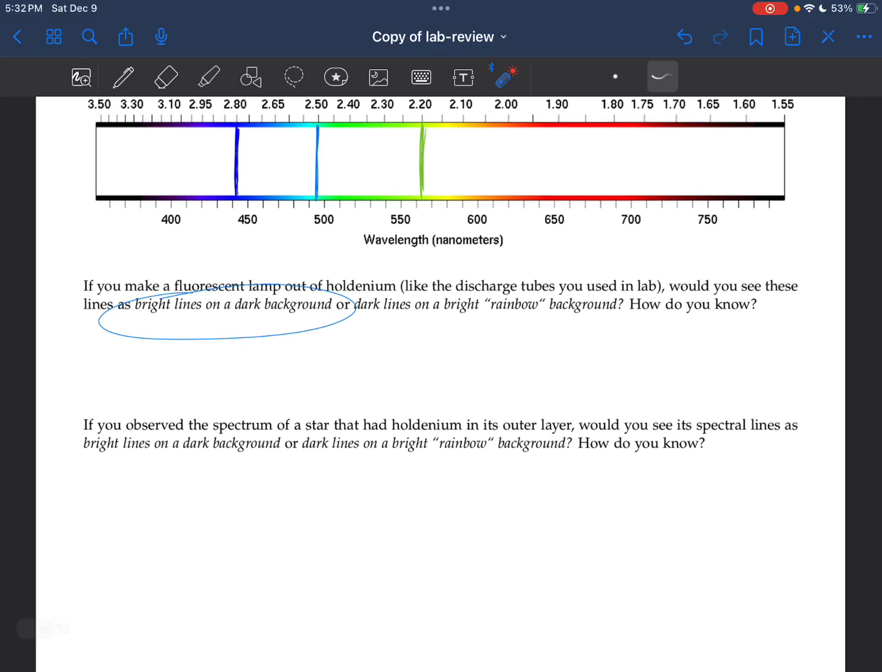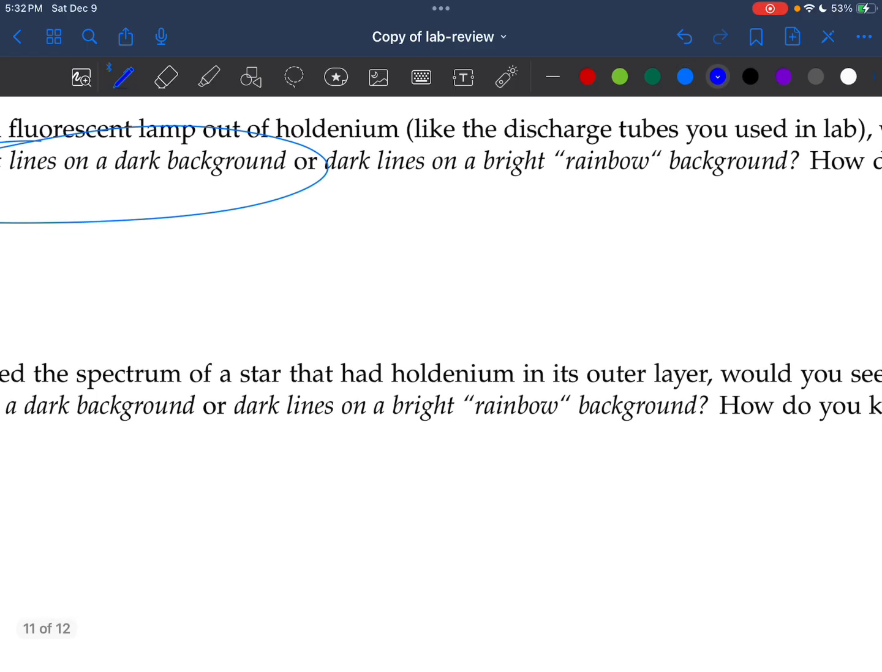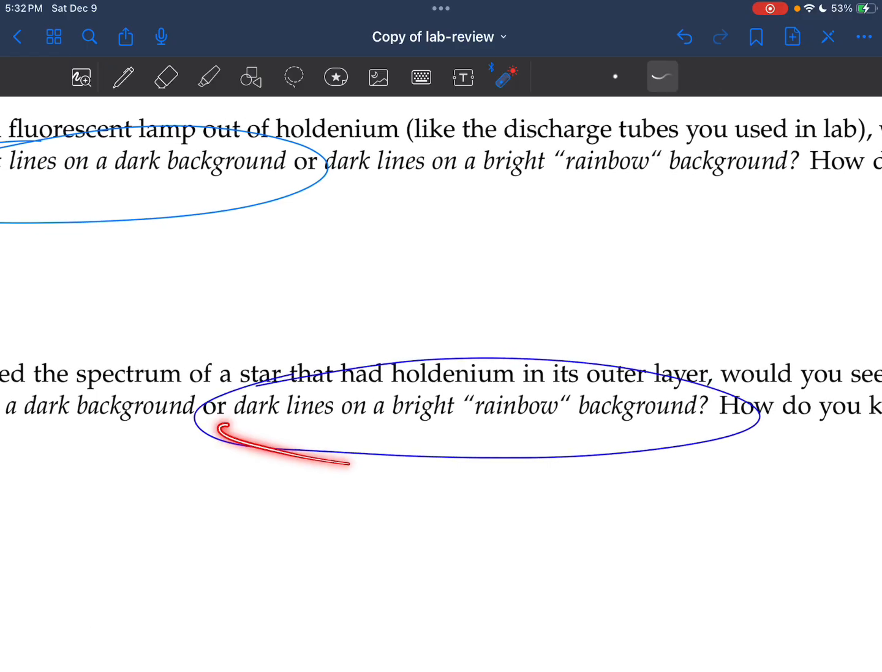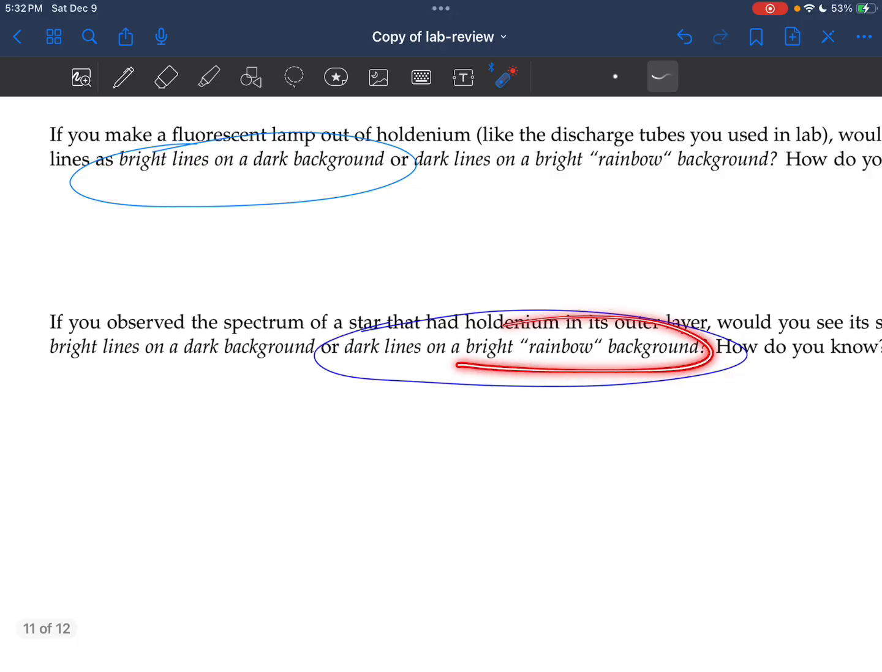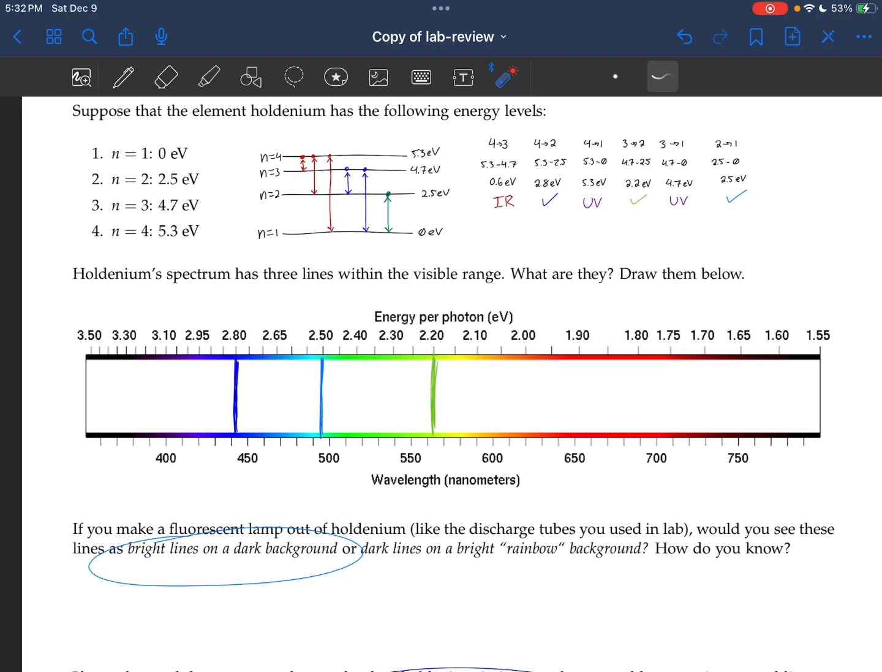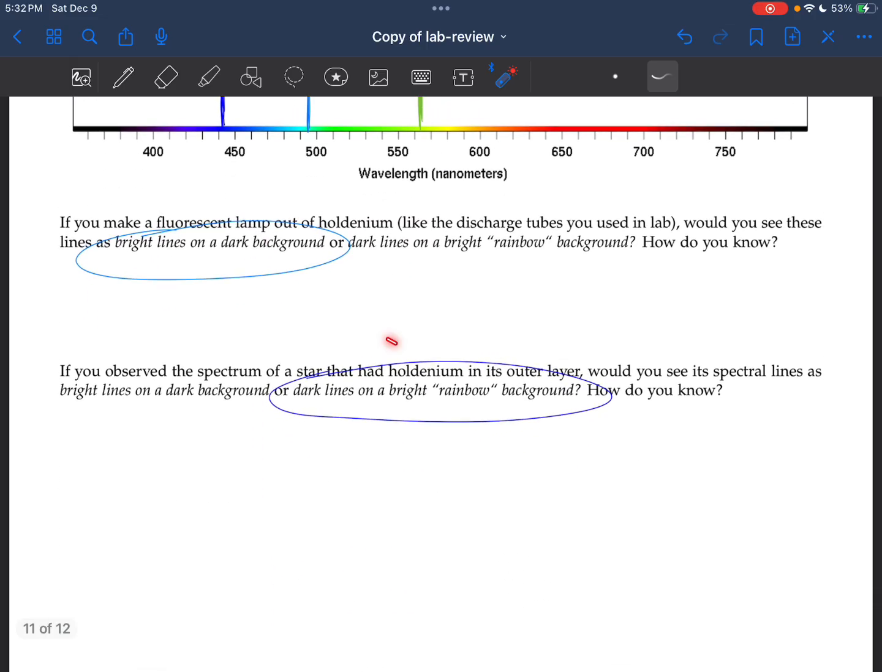Now, conversely, if we're observing the spectrum of a star that has Holdenium in it, well, I kind of spoiled this a little bit because I said conversely, so those would be the dark lines on the bright rainbow background. Because now we have the star, right? The star is emitting thermal radiation. Things that are hot emit light because they're hot, and those emit that continuous spectrum, that bright rainbow background. So now I have that bright rainbow background because I have a source for it. It's coming from the star, right?